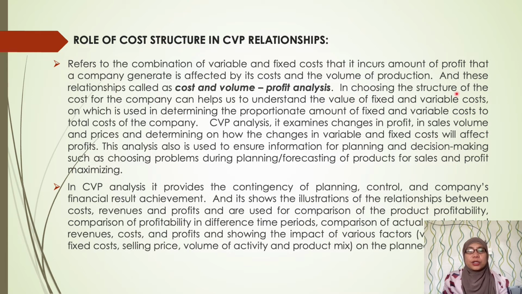Choosing the structure of the cost for the company can help us understand the value of fixed and variable costs, which is used in determining the proportionate amount of fixed and variable costs to the total cost of the company. CVP analysis examines changes in profit, sales volume, and prices, and determines how changes in variable and fixed costs will affect profits.